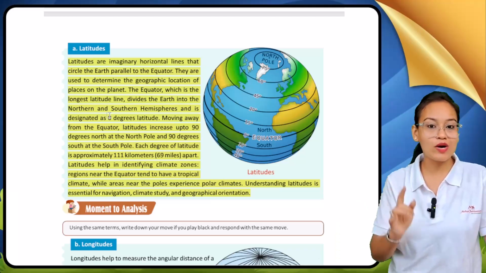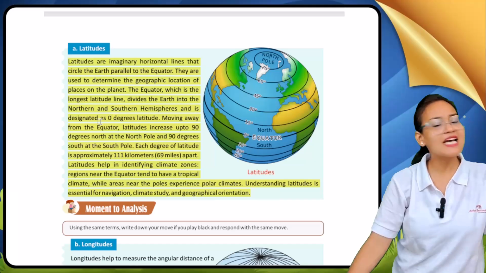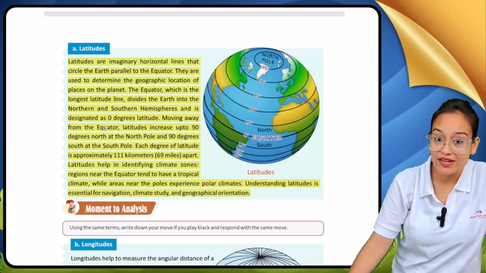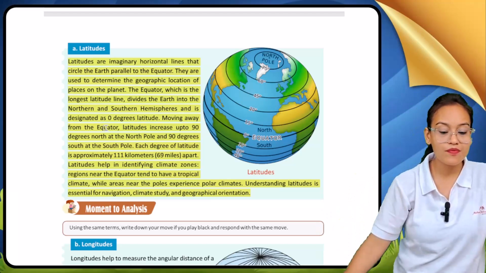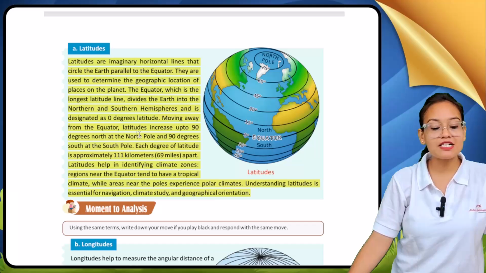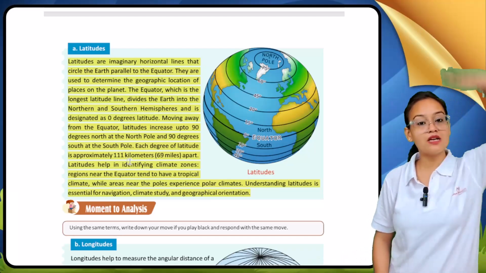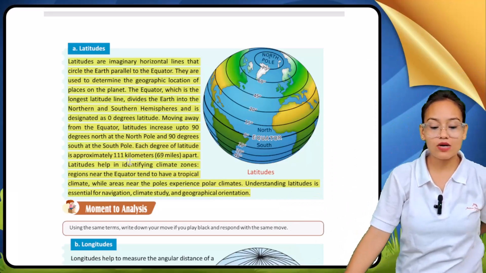Our equator divides our earth into two equal parts, the southern and northern hemisphere, and it is designated at 0 degree latitude. The equator always has 0 degree latitude. Moving away from the equator, latitude increases up to 90 degrees north at the north pole, and 90 degrees south at the south pole. So when we move apart from the equator, toward the north pole or the south pole, it increases to 90 degrees.